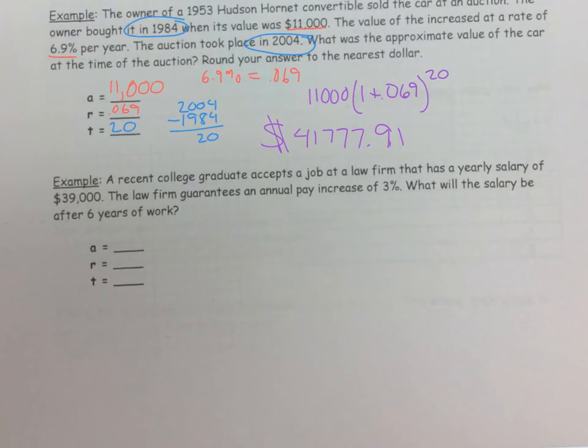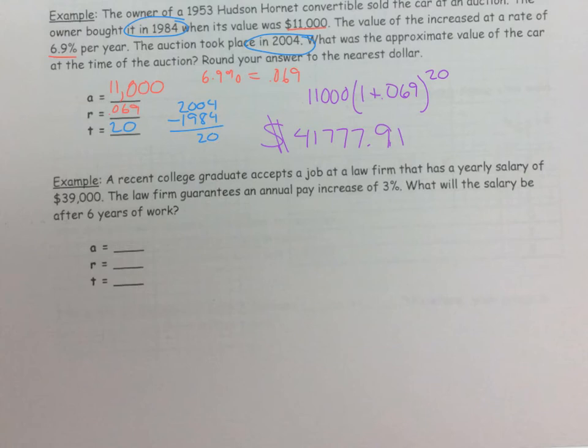Okay? Finally, a recent college graduate accepts a job at a law firm that has a yearly salary of $39,000. The law firm guarantees an annual pay increase of 3%. What will the salary be after 6 years of work? Okay, so I want you to take a minute, pause the video, try to work this one out all on your own, and we'll come back and check how you did.